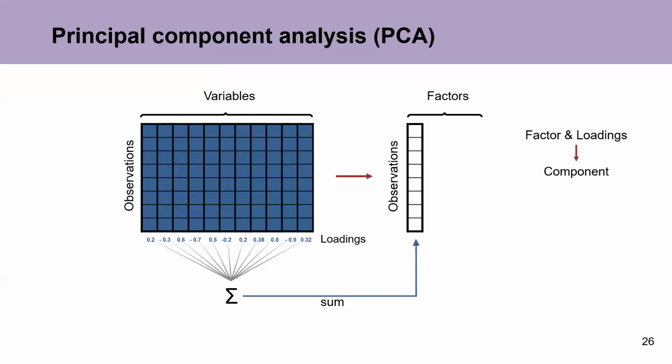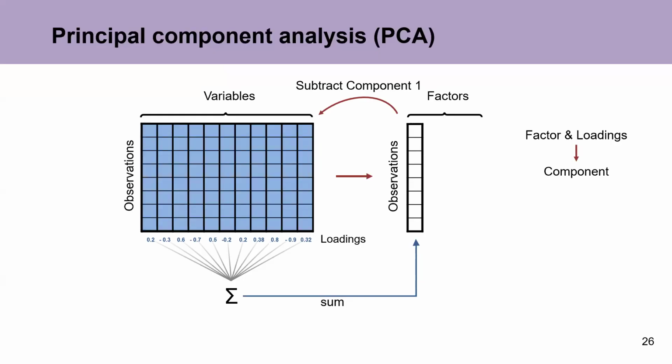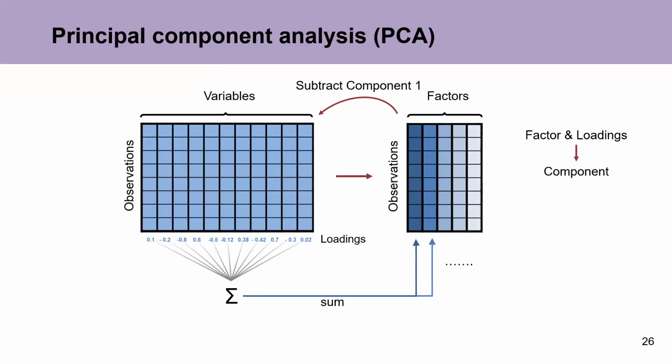Okay. Once I get the first component, what I do is I subtract my first component from the original data set. And then I repeat the procedure. I find the next set that captures the most variance in this residual data. And I get my second one. And I repeat this until I have no information left in the data set.